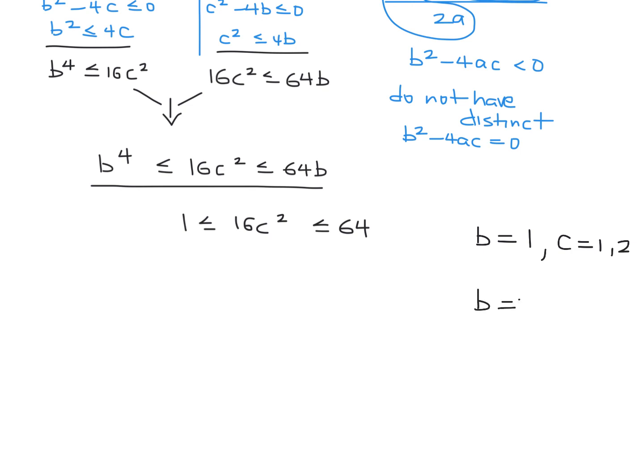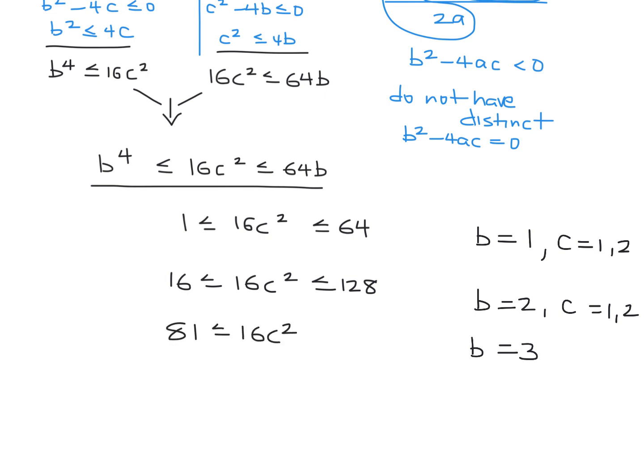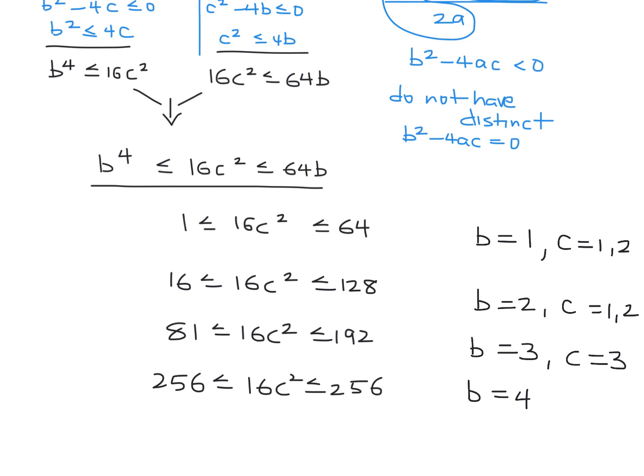Okay, let's try b equals 2. That would make this 16 is less than or equal to 16c squared, less than or equal to 128. And this gives me solutions of just 1 and 2 again. Try b equals 3. This gives me 81 is less than or equal to 16c squared, less than 192. This gives me a solution of just c equals 3. And then b equals 4. That gives me 256 is less than or equal to 16c squared, less than 256, which gives me a solution of just c equal to 4. And that's it. If you keep going, you'll find you won't get any more.